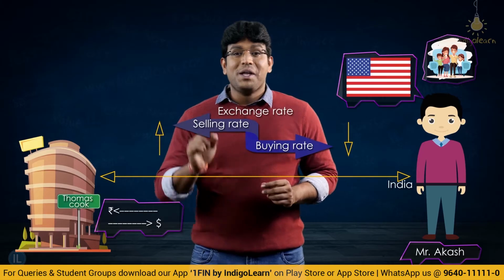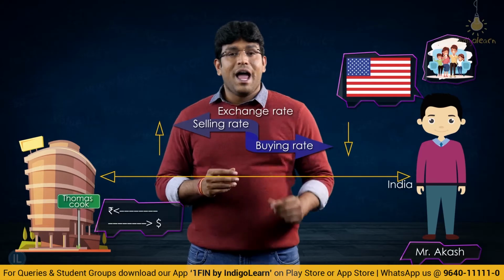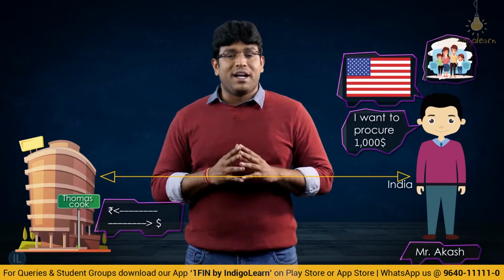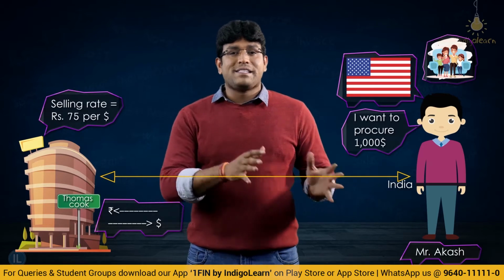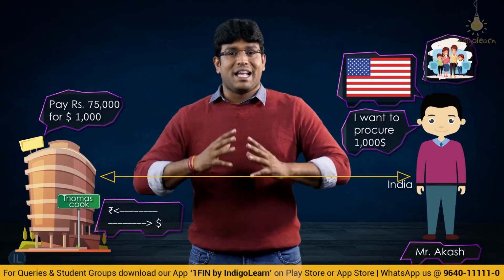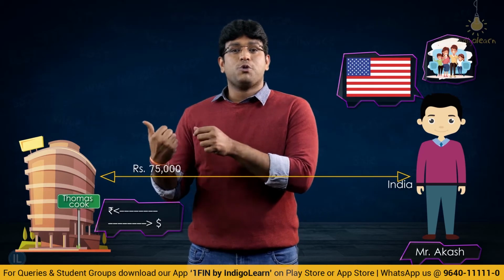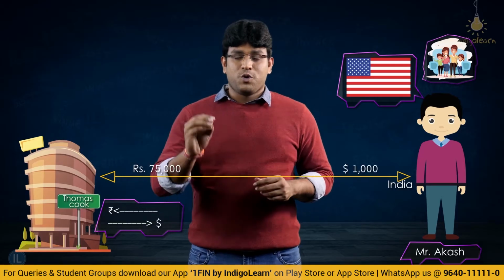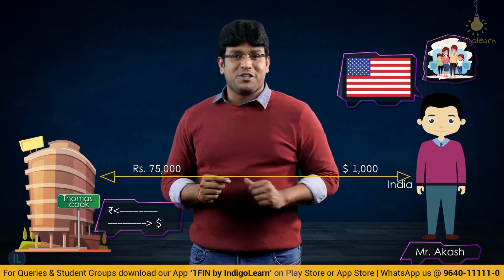Obviously, a simple point. Now here, Akash contacted Thomas Cook and told them that he wants to procure $1,000. Thomas Cook specified that their selling rate is 75 per dollar. So if you want $1,000, you pay 75,000 Indian rupees, and we will give you $1,000. So in this transaction, Akash has given 75,000 Indian rupees to Thomas Cook and Thomas Cook has given $1,000 to Akash. Now the question is, with respect to this transaction, how do we do the valuation?